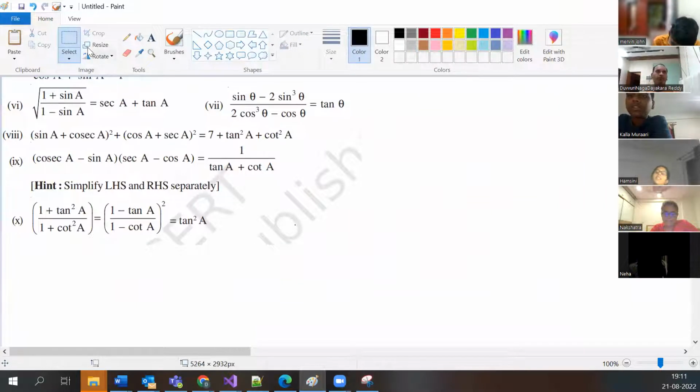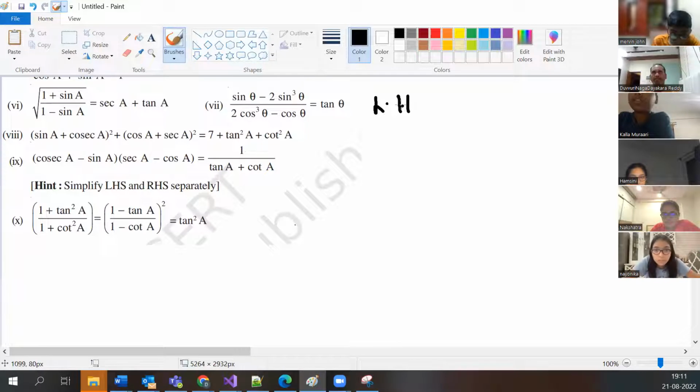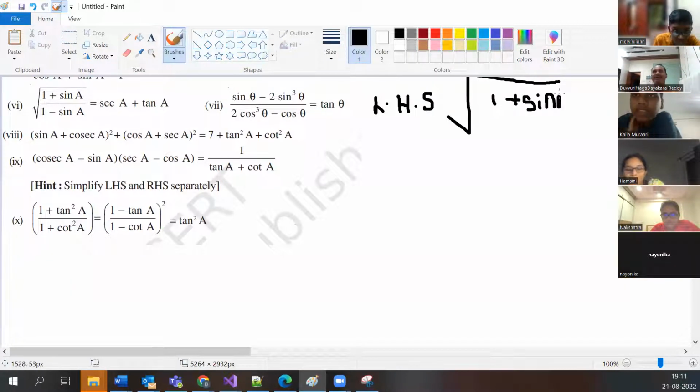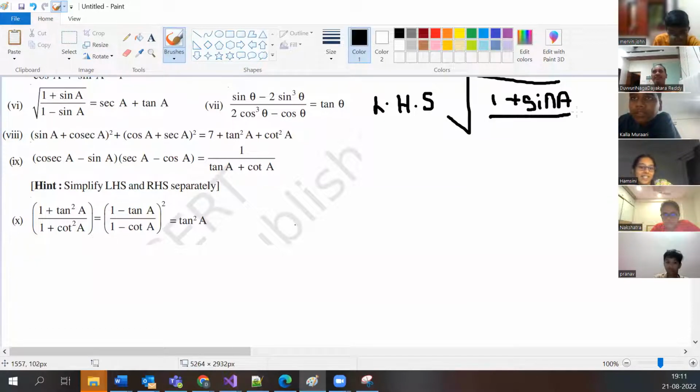Take the fourth problem, LHS. How many people know the word rationalization? I ask this because: square root of 1 plus sine A by 1 minus sine A, right? That is the left-hand side.